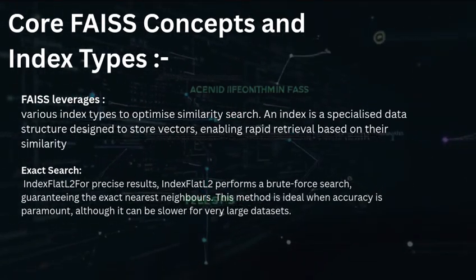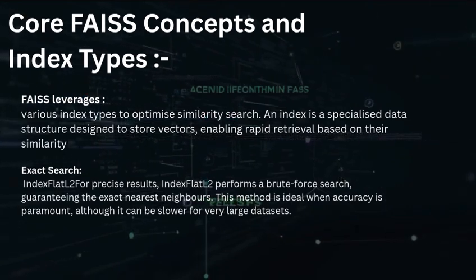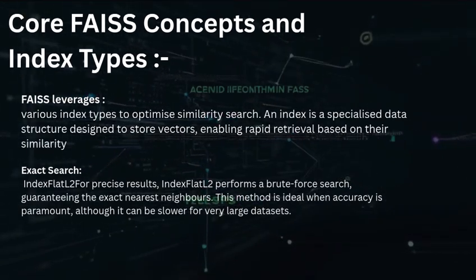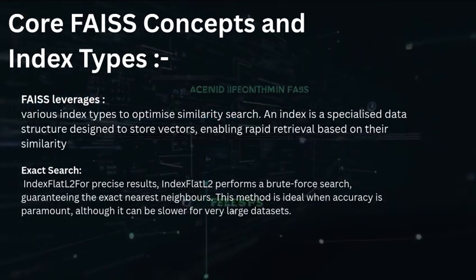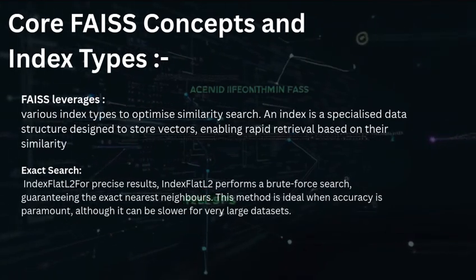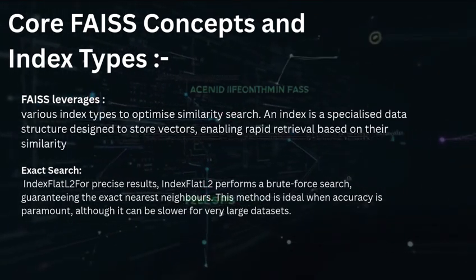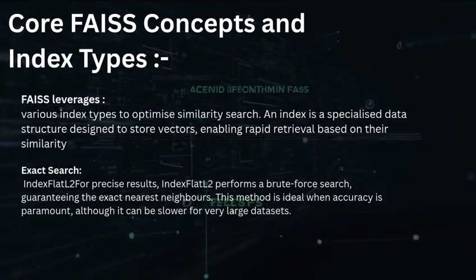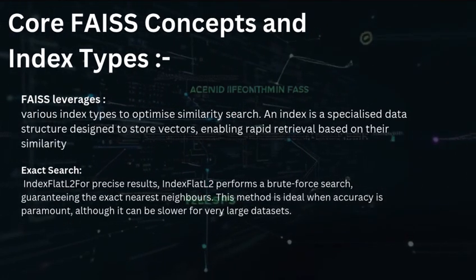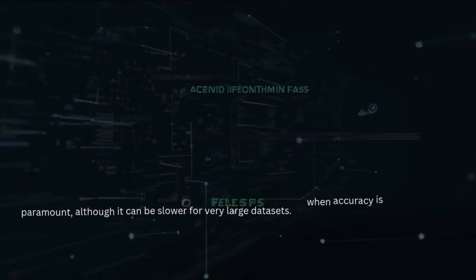FAISS offers a search method called IndexFlatL2. This is a brute force method, meaning it compares your query with every vector in the dataset. While this ensures perfect accuracy, it's slow for massive datasets, like trying to search for one name in a stack of a billion papers. Hence, for smaller datasets or high accuracy needs, IndexFlatL2 is ideal.